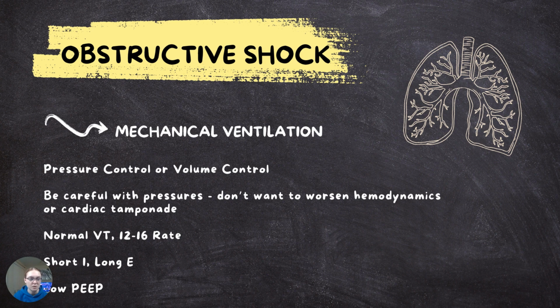For mechanical ventilation, a patient can be either put in pressure control or volume control, but we want to be careful with our pressures because we don't want to worsen our hemodynamics or our cardiac tamponade if they have that. We're going to set our tidal volume at a normal value, so 6 to 8 milliliters per kilogram of ideal body weight. We're going to set a normal rate, so 12 to 16, maybe even 12 to 18. We want to have a short I time and a long E time. And we want low PEEP again, so that we do not hinder or make worse our hemodynamics or our blood pressure.